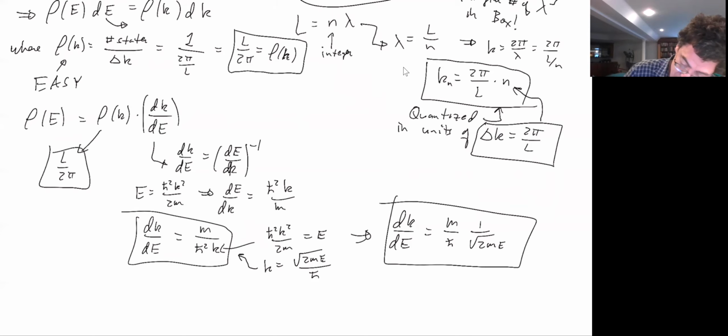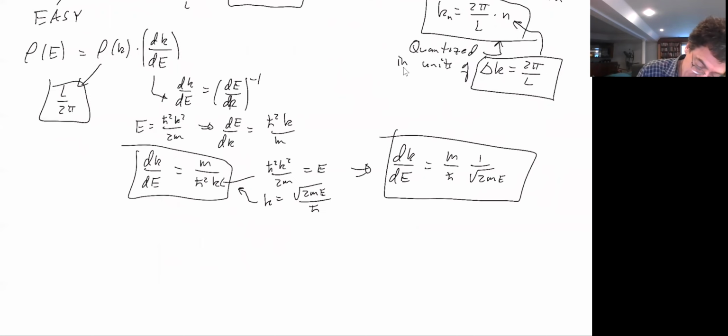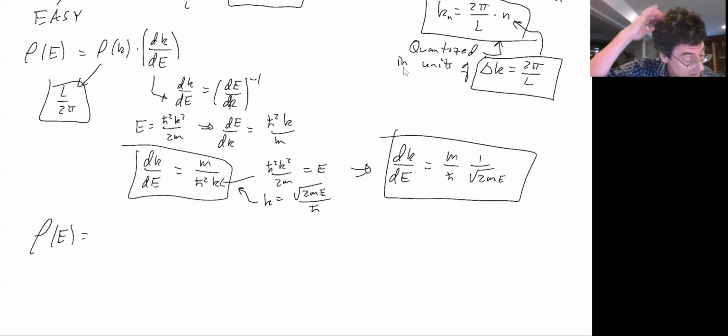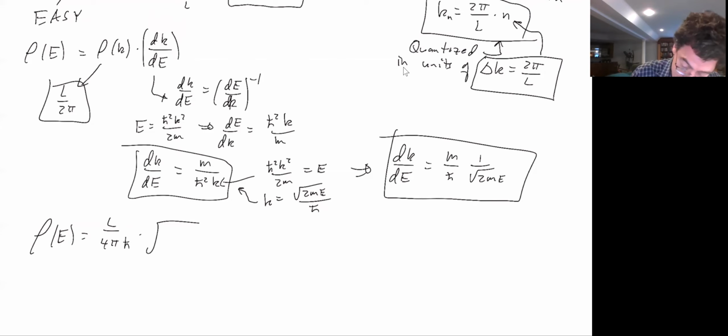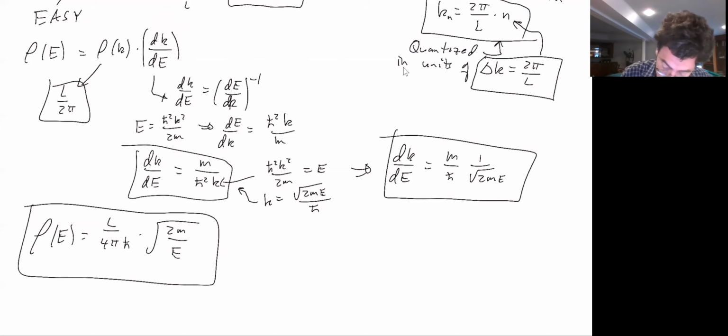And so we have these two things. And so then we put them together and we have the density of states. When I put it all together, it is going to be equal to L over 4 pi h bar times the square root of 2m over E. That's the 1D density of states.